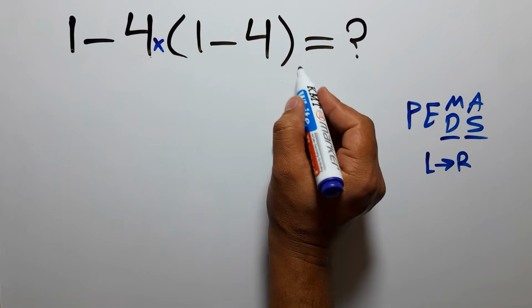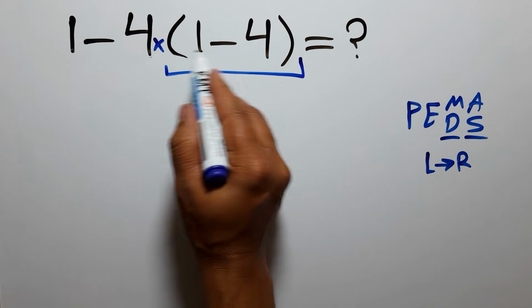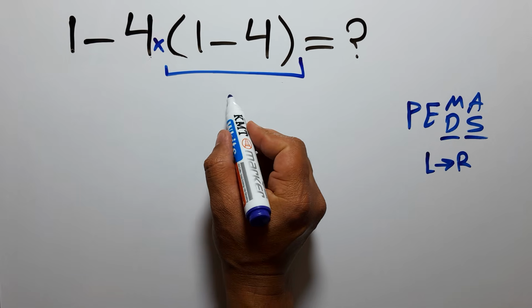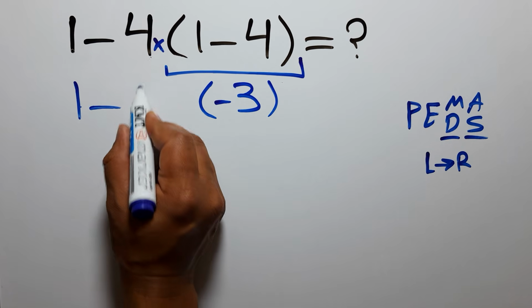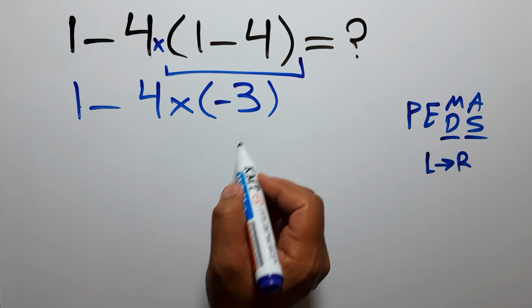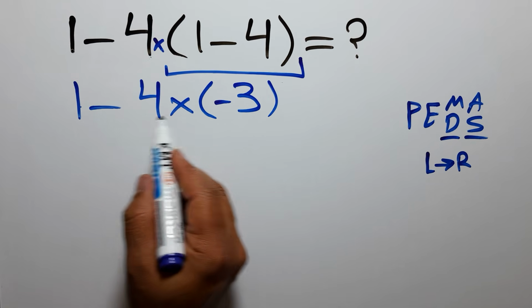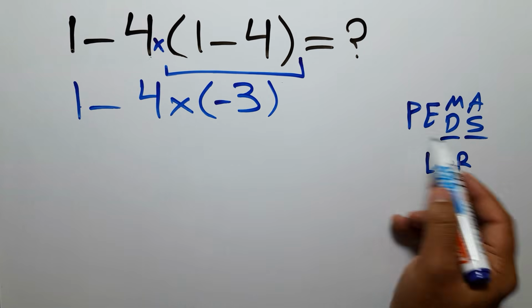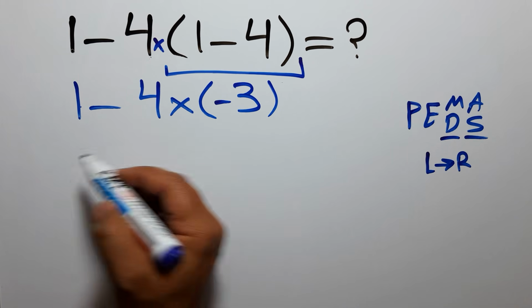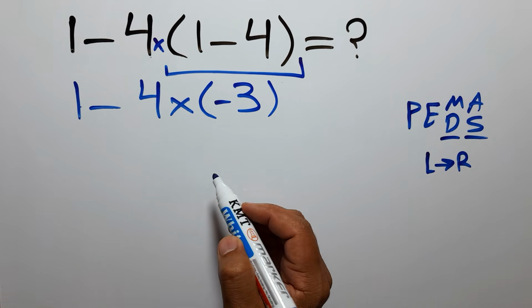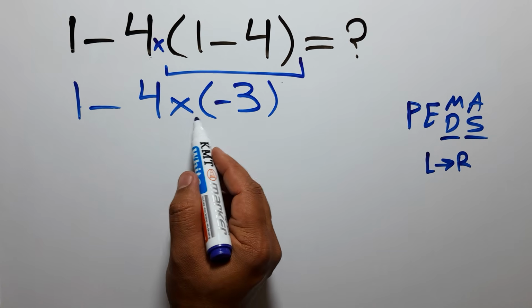So first we have to do this parentheses. Inside this parentheses we have 1 minus 4, which equals negative 3. So we have 1 minus 4, then times negative 3. Now we have one subtraction and one multiplication. According to the PEMDAS, multiplication has higher priority than subtraction, because multiplication comes before subtraction. So here first we have to do this multiplication.